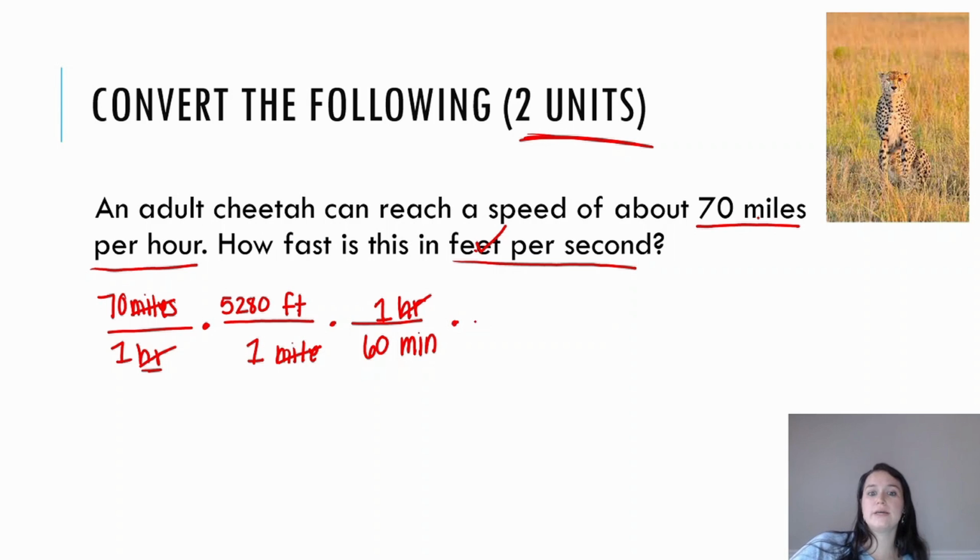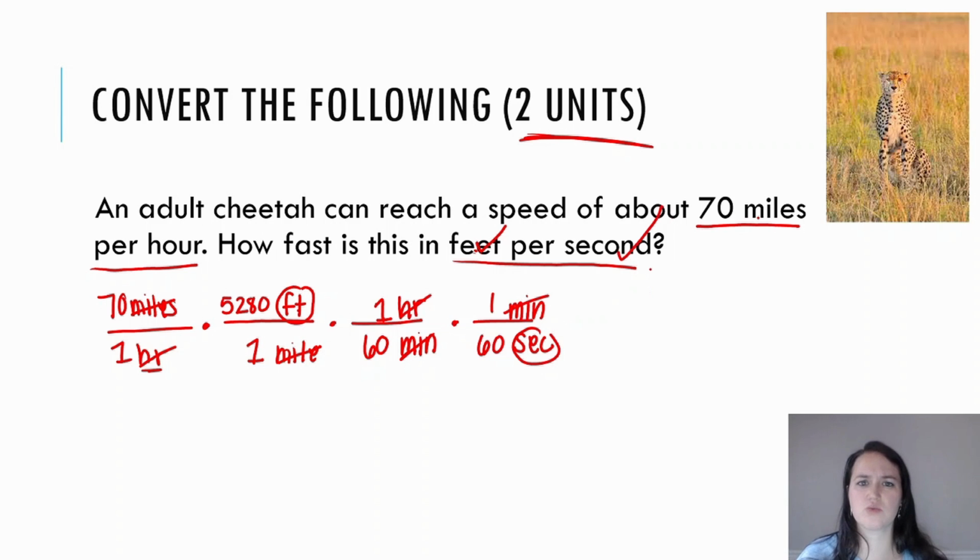Then I'm going to do this again, except then I'm going to go from minutes to seconds. So minutes goes on top because it's currently on the bottom. I'm trying to get rid of it. Got to cancel it. And then seconds here. 1 minute is 60 seconds. So then boom, minutes are gone. Notice all that's left of my units is feet on top, which is what I want, per second on the bottom, which is what I want. That's how you know you're on the right track.